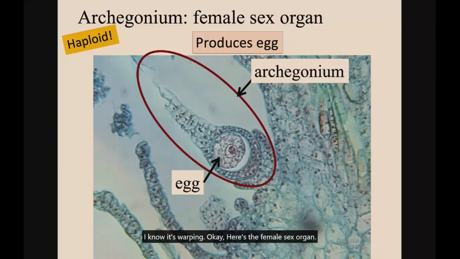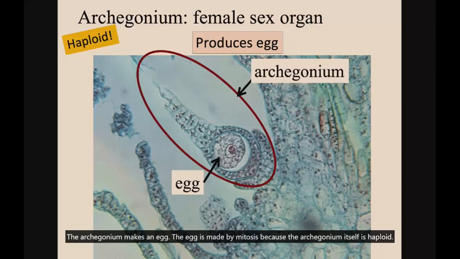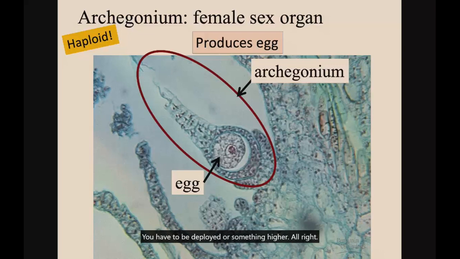Okay, here's the female sex organ. It's called the archegonium. Land plants have an archegonium. The archegonium makes an egg. The egg is made by mitosis because the archegonium itself is haploid. You can't undergo meiosis if you're haploid, right? Not possible. You have to be diploid or something higher, right? So the archegonium is the sex organ that makes the egg, and it's haploid.